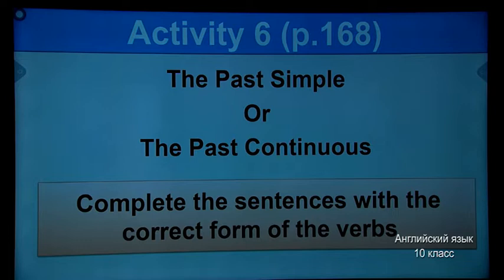Activity 6 on page 168, here you have to use the past simple and the past continuous. As we discussed it, past simple, it is completed actions. What about past continuous? We use past continuous with a certain time in the past. For example, about 3 o'clock yesterday. Your action had to begin before 3 o'clock and finish after 3 o'clock.